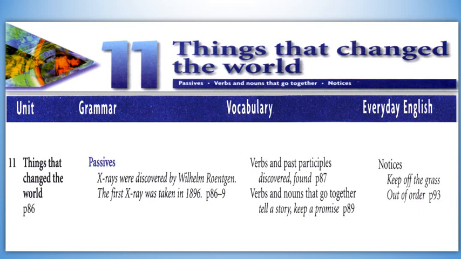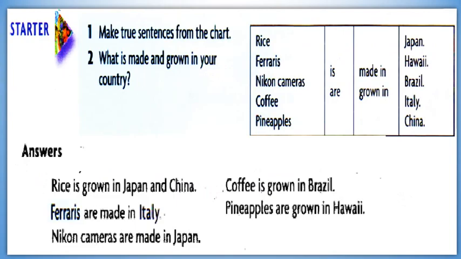In everyday English, we will learn about notices, which means signs in American English, notices in British English, which equals signs, road signs, map signs in American English. Let's begin. As a starter in your book, 1. Make true sentences from the chart.